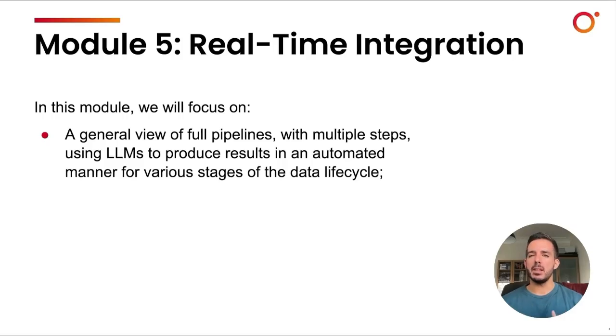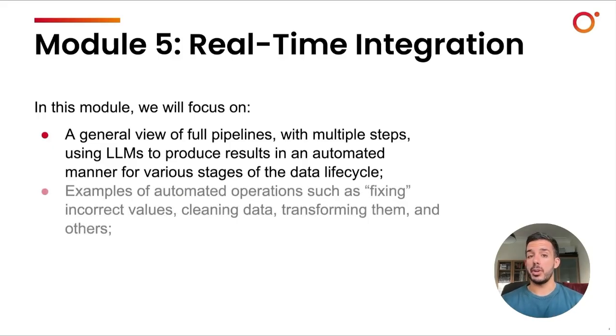That is, instead of you needing to pose a question and obtain an answer and then transform the data or do something manually, we want to integrate it in a programmatic manner so that you can use these LLMs in an automated pipeline. Examples of automated operations include fixing incorrect values in a dataset, cleaning the data, transforming those data, and other types of operations that we may use GenAI for.